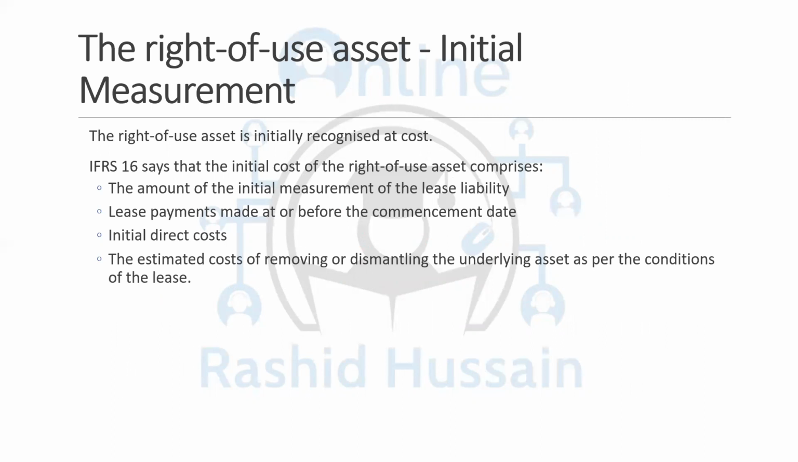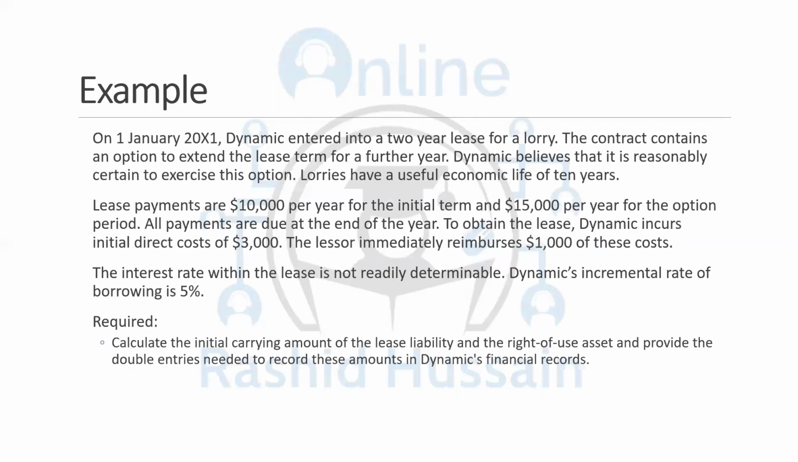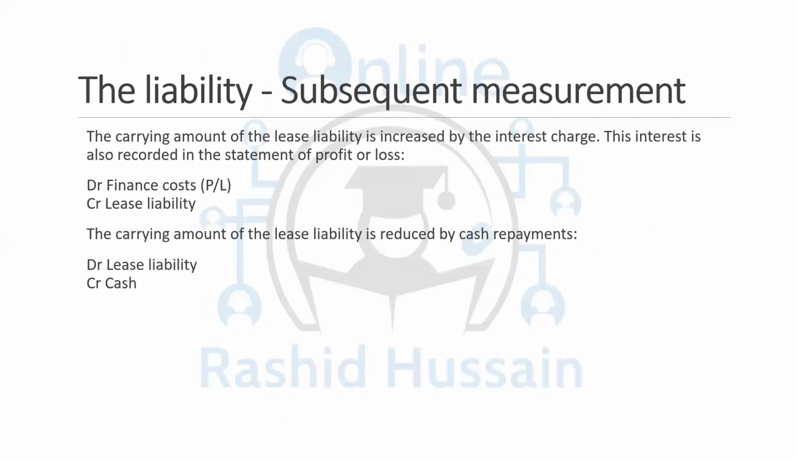Then you have the initial value of the right of use. So you take the present value of the lease payment plus any direct cost plus any upfront payment. So that means the amount of the initial measurement of the lease liability. This is the present value, which we have calculated on the last slide. Any upfront payment, which is the advance payment, any direct cost, and the dismantling cost if you're supposed to remove that asset at the end of its useful life. You should take, according to IFRS 16, that into consideration as well. Then you have an example. You can do it by yourself.